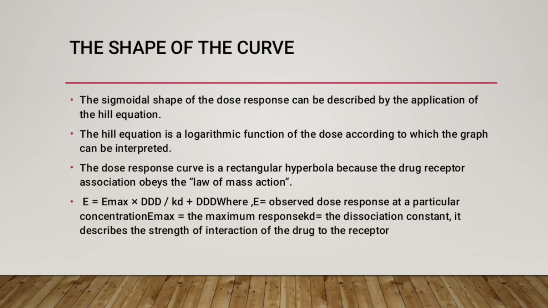The shape of the curve. Here we can speak about the sigmoidal shape of the dose response, which can be described as the application of the Hill equation. Here, the Hill equation is nothing but the logarithmic function of the dose, according to which the graph can be interpreted. The dose response curve is a rectangular hyperbola because the drug receptor association obeys the law of mass action, E equals Emax times D by Kd plus D, where E is the observed dose response at the particular concentration, Emax the maximum response, and Kd the dissociation constant. It describes the strength of the interaction of the drug to the receptor.